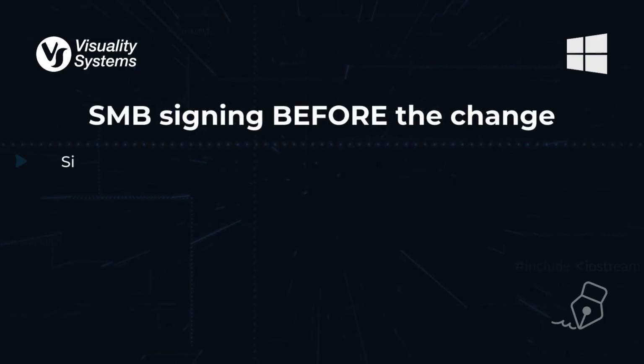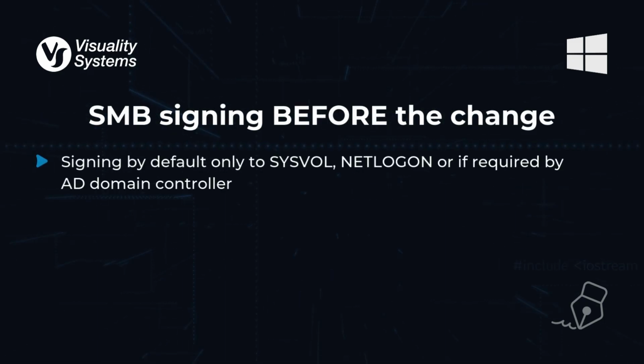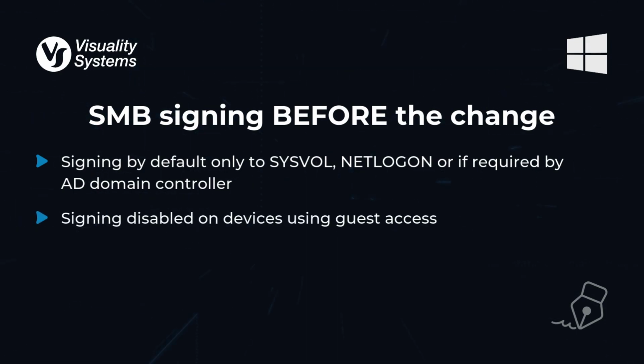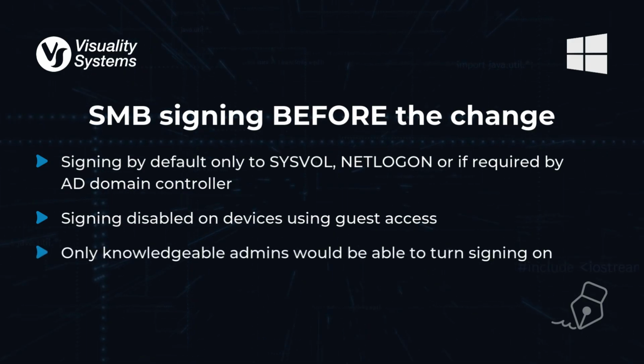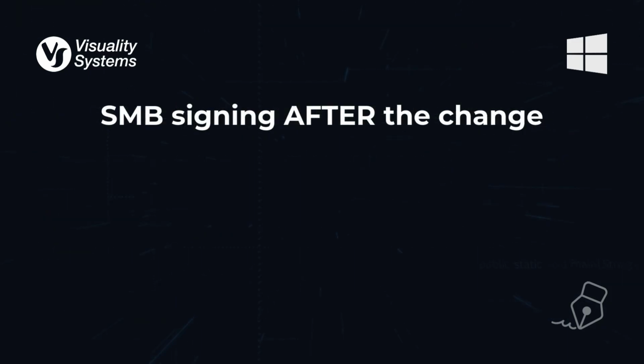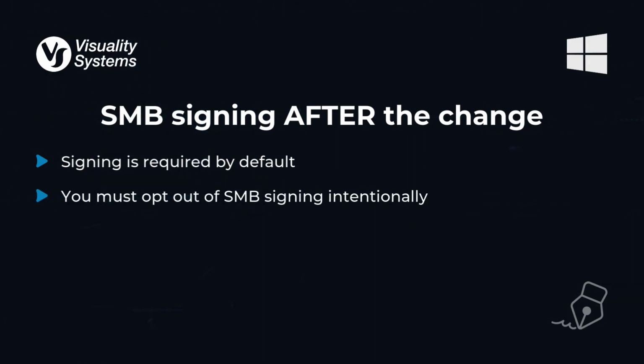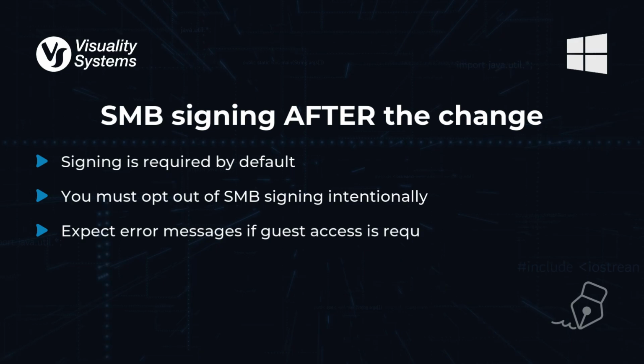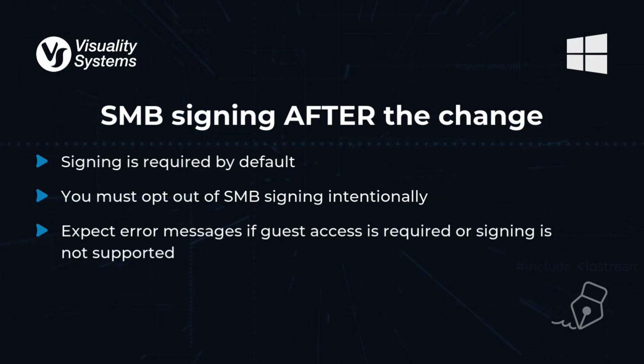Before these updates, SMB signing was only required by default for SYSVOL, NETLOGON, or if enforced by an Active Directory domain controller. Devices using guest access had signing disabled by default. As a result, only knowledgeable administrators were able to enable SMB signing across their networks. Now, with the new changes, SMB signing is required by default. To disable it, you must opt out intentionally. If you're using guest access or connecting to devices that don't support SMB signing, you'll likely encounter error messages, as the system now prioritizes secure connections.